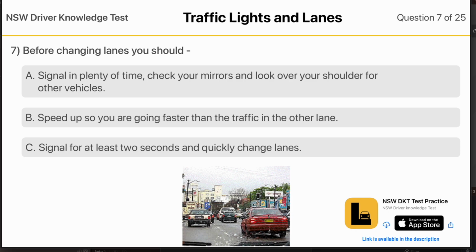Before changing lanes, you should signal in plenty of time, check your mirrors and look over your shoulder for other vehicles. Speed up so you are going faster than the traffic in the other lane. Signal for at least 2 seconds and quickly change lanes.